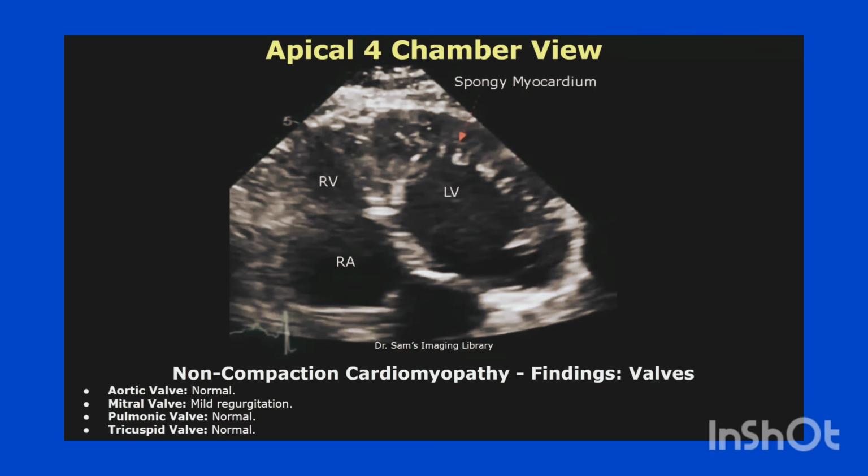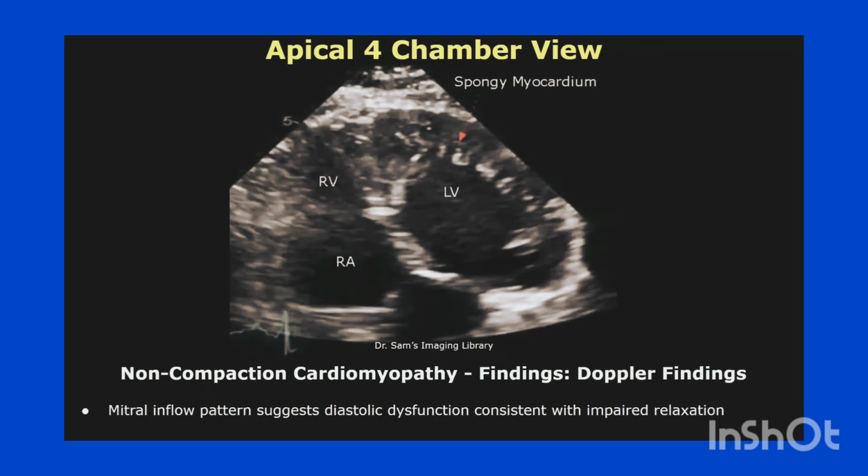The aortic, pulmonic, and tricuspid valves are normal, but in the mitral valve, mild regurgitation is noted. Mitral inflow pattern suggests diastolic dysfunction consistent with impaired relaxation.